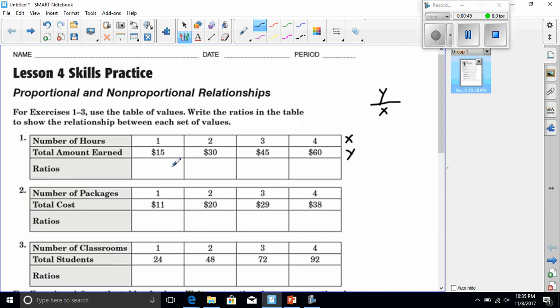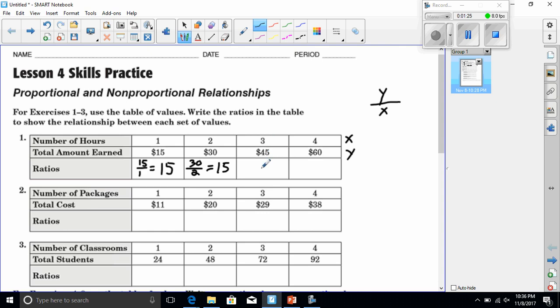We got 15 divided by 1. It's just like it sounds, 15 divided by 1, and that's going to equal 15. Next, we have 2 divided by 30. No, that's not right. Remember, we take our bottom one and divide it by our top one. That's going to make it 30 divided by 2, and 30 divided by 2 is also going to equal 15.